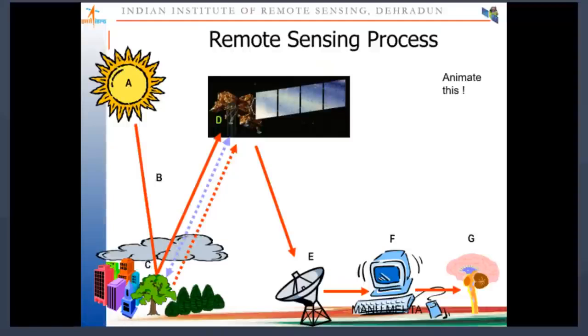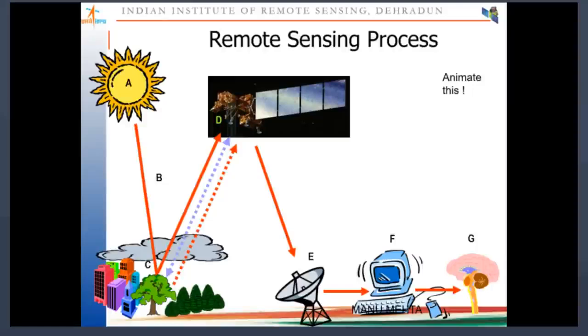Now we have learned about the what, why, and how part of remote sensing. I hope that's clear to you. If there is anything you would like me to repeat, maybe give it as queries in the interaction session so that we can have more discussion on that topic.